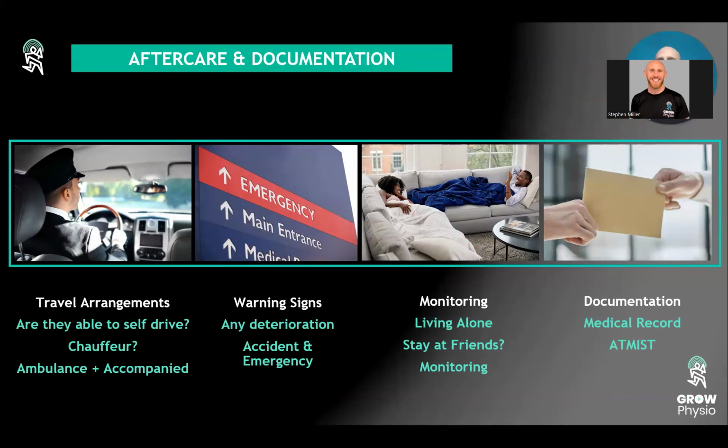Great stuff. So just to summarise then, in terms of once you've had an athlete who has potentially injured themselves, you need to think about the aftercare afterwards. So again, what is their situation? Do they need to have somebody potentially drive them back home again? Do they need a chauffeur? Is that going to be an ambulance? Do they need someone to accompany them to the hospital with them?